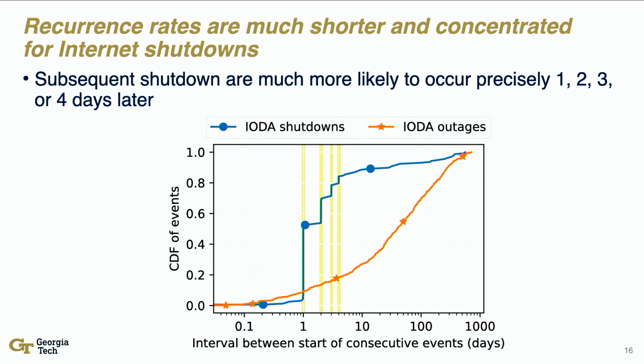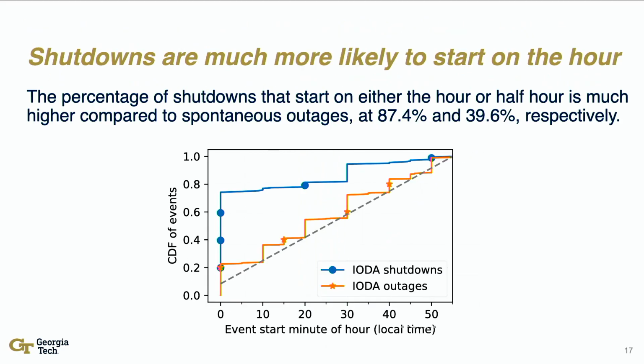And then we also found a similar trend with the recurrence rate, where there are a few highly concentrated bins, with a large majority occurring precisely 1, 2, 3, or 4 days after the initial event. Looking at the distribution over the start of the hour for each type of event, we found yet another similar trend, and it was much more likely that internet shutdowns were observed to start at the top of the hour in local time. Because of some half-hour offsets, we had to adjust for that. Specifically, we found that over 70% of shutdowns began at the top of the hour.